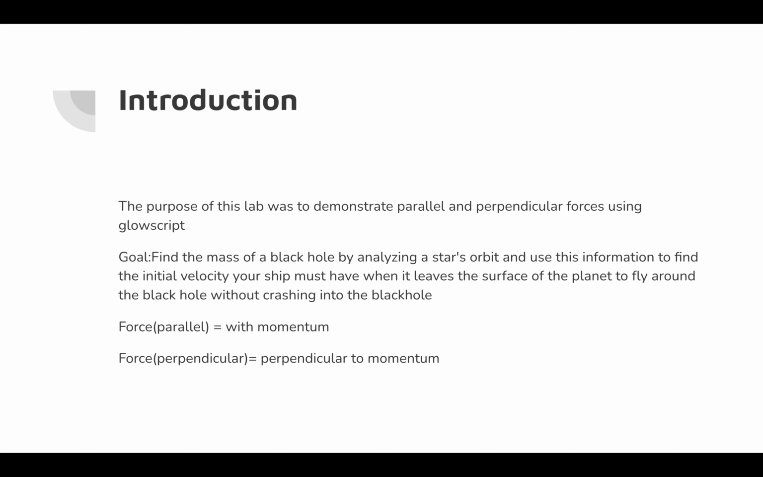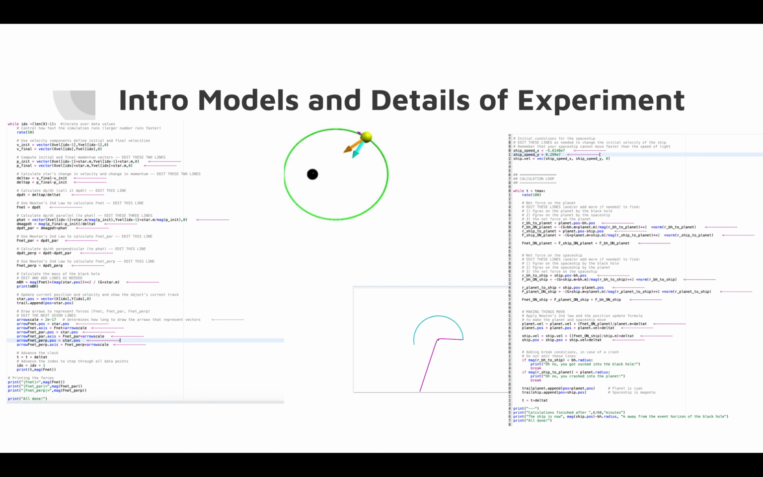So we know that the parallel component of the force is in the direction of the momentum. We know the perpendicular component of the force is perpendicular to the momentum. So there's two models here. There's right here and over here. This is essentially demonstrating the orbit of the planet. This was the first component of the lab, where we used GlowScript to demonstrate the orbit, and then on the right side, the second component where we demonstrated the path of the ship and how close we can get it to the black hole without it crashing and leaving the planet's surface.